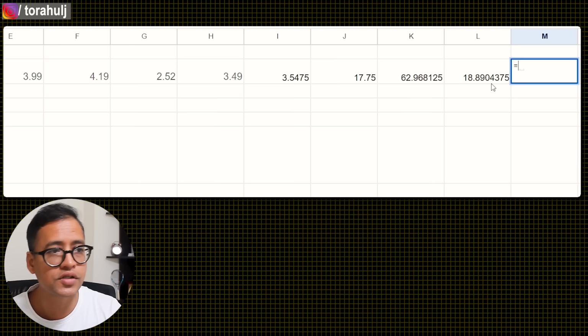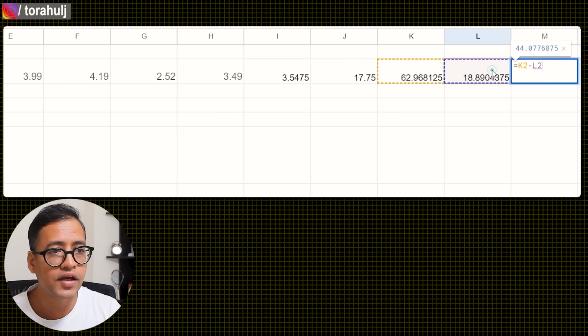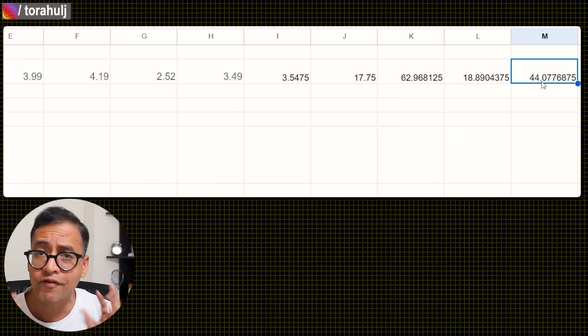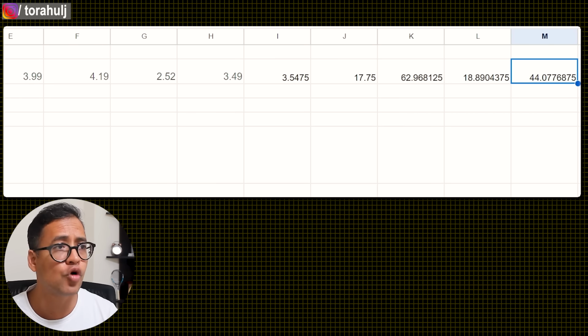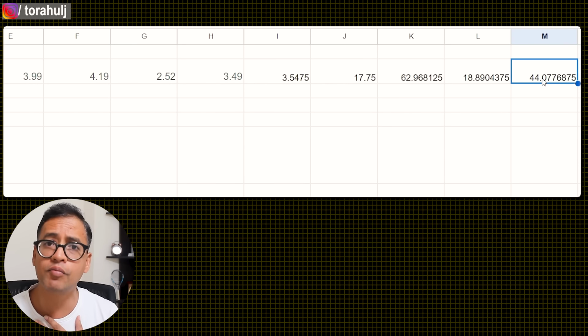So if we do 62 minus 18, roughly it is going to come out to be 44 rupees, meaning that I am not going to buy this stock if it is more than 44 rupees of value. So if we go back and have a look at this, it is roughly 45 right now. So it is trading at a fair valuation from my perspective, but the moment the stock drops to 44, it is potentially a perfect buy, provided all my other 15 or 20 checks are all positive.